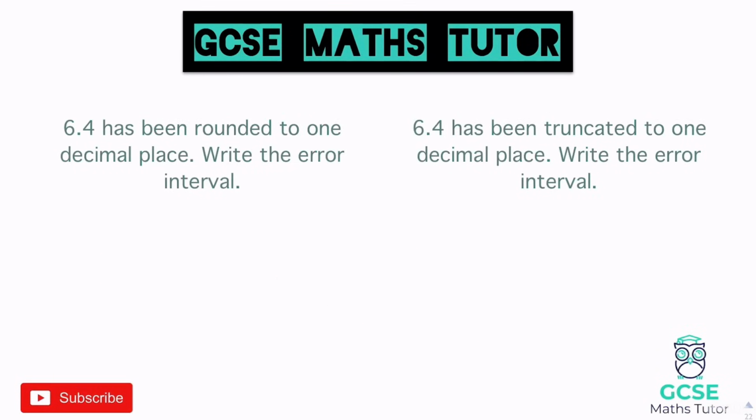Okay, some error intervals. 6.4 has been rounded to 1 decimal place, and write the error interval. So for the error interval, we always tend to put either 6.4 or a letter in the middle, depending on what the question is, and we have our arrows always pointing to the left. So we're going to find the upper and lower bound.